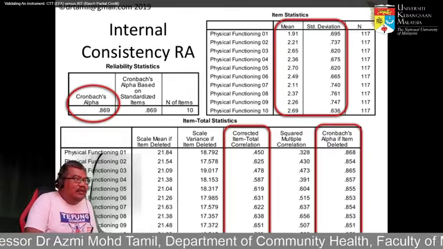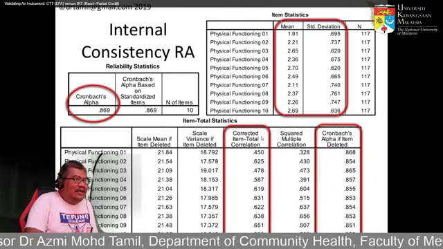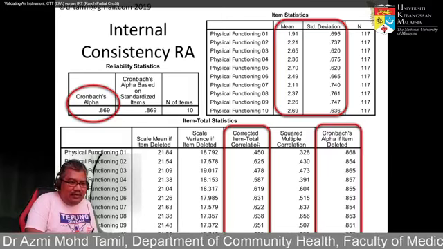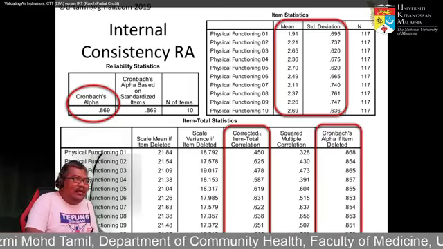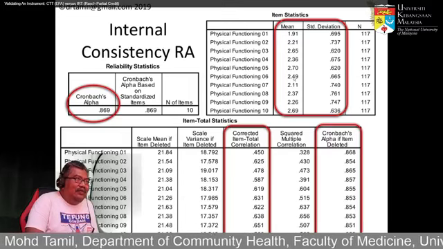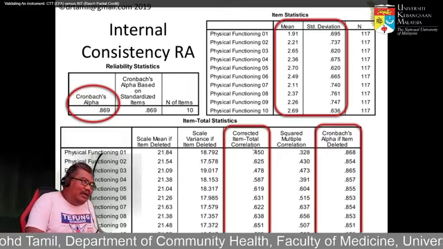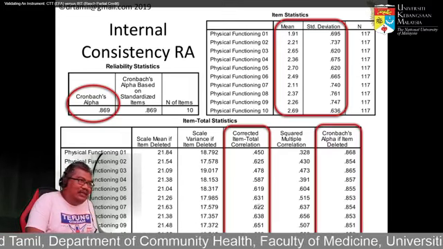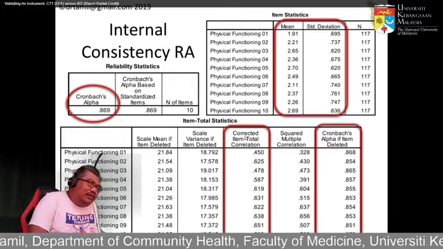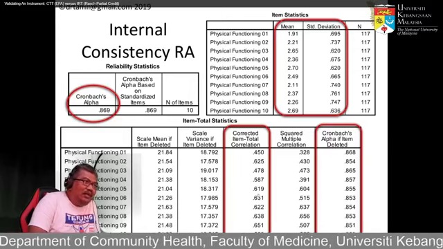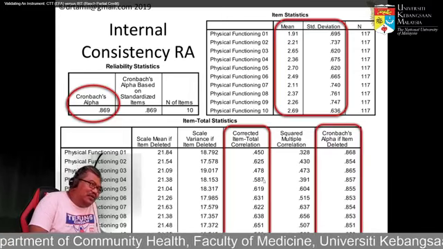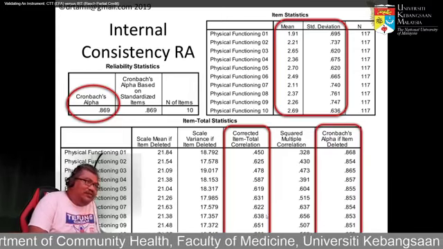So you can see here all these items are highly correlated with one another. If you're looking at this one, the corrected item total correlation, the corrected item with the total score, in terms of correlation, you can see the score is all above 0.45.